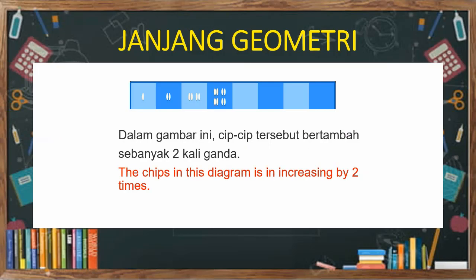Let's see this diagram. In the first box, there's one chip. In the second box, there are two chips. In the third box, there are 4, and in the fourth box, there are 8. The chips in this diagram is increasing by 2 times.